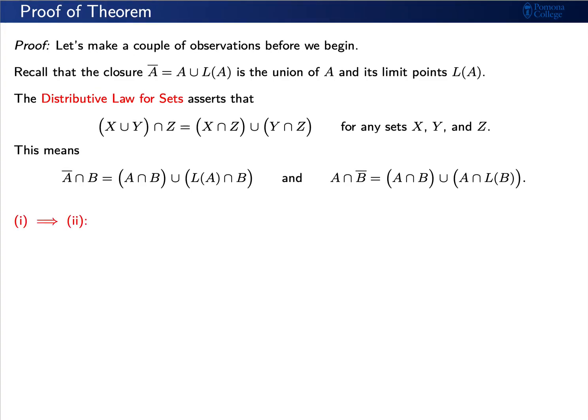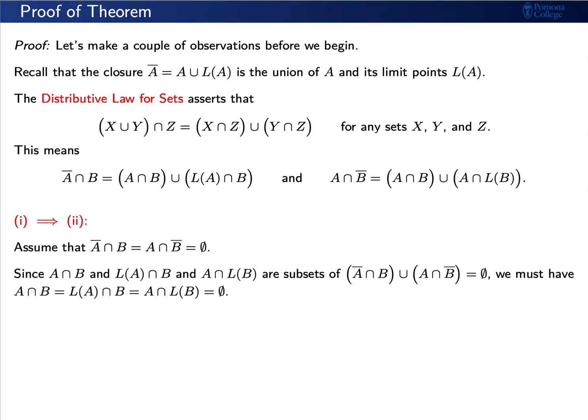Let's show that the first statement implies the second. Let's assume first that the intersection of A bar with B and A with B bar is the empty set. Since A intersect B, L of A intersect B, and A intersect L of B are subsets of A bar intersect B union A intersect B bar, and this is actually equal to the empty set, we see that each of these three, namely A intersect B, L of A intersect B, and A intersect L of B, must each be the empty set.